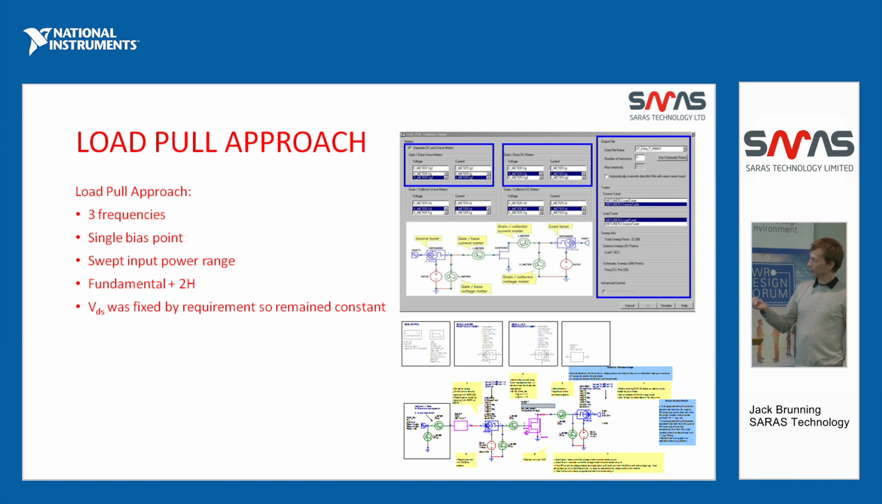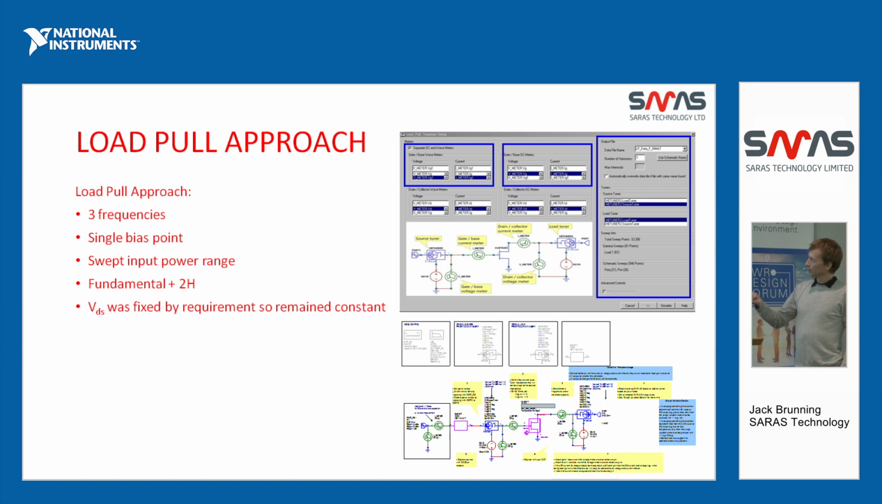rather than using the source tuner, because over this kind of bandwidth you can't constrain the input matching network to a single gamma point. You might be able to do that with a narrow band amplifier, but you won't do it with a broadband amplifier. So what you'll end up with is a big gain slope if you try and do that. So this is the load pull template that's now been around in AWR since V12.